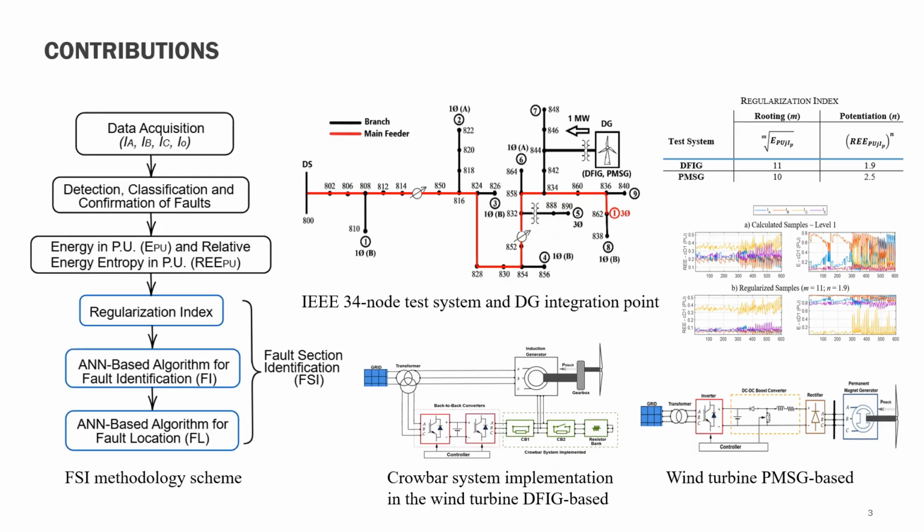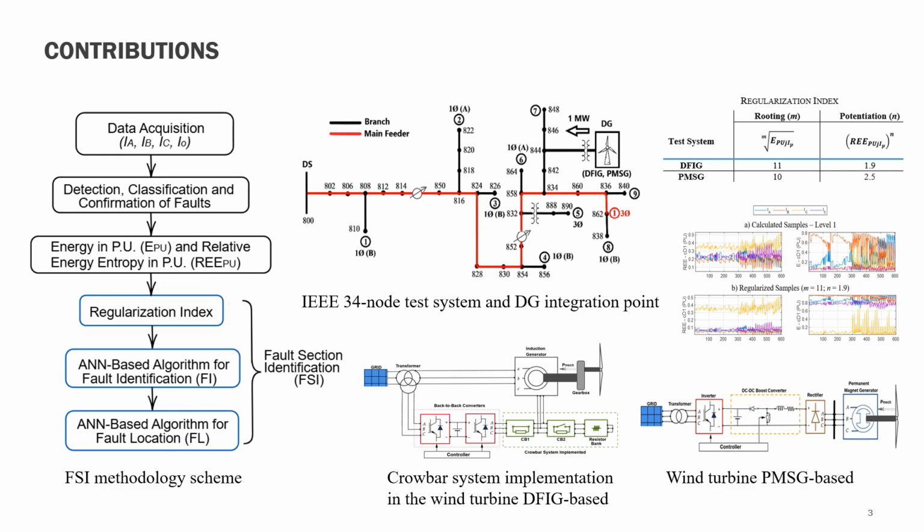Contributions. This paper presents a methodology for fault section identification in distribution networks with wind generation, taking into account inverter-based interfaces such as doubly-fed induction generator and permanent magnet synchronous generator machines. The methodology uses instantaneous phase current measurements, which are only monitored at the distribution substation.